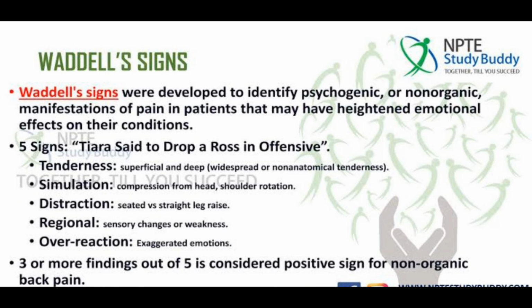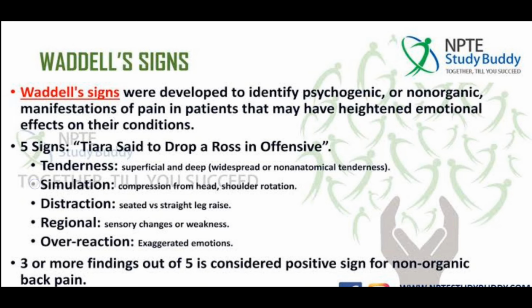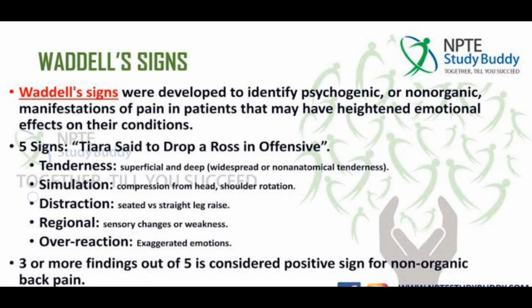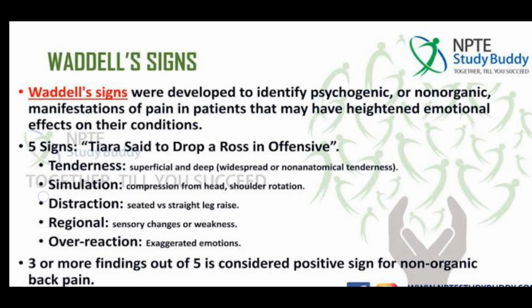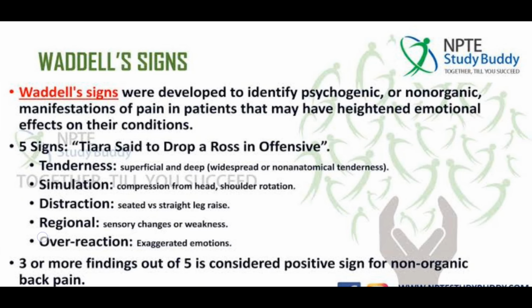It is not that good. Remember as such only, that will be easier. Tenderness, simulation, distraction, regional and overreaction. Tenderness, simulation, distraction, regional and overreaction. 3 or more findings out of the 5 is considered a positive sign for non-organic back pain.